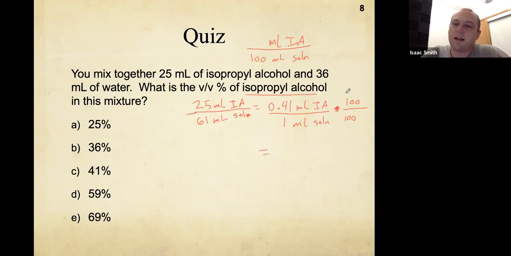And if we multiply the top by 100 and the bottom by 100, we have 41 milliliters of isopropyl alcohol divided by 100 milliliters of solution, which tells us that our volume over volume percent is 41. So you divide these numbers, and then you get 0.41. You get what you got before, and it would be 41%.